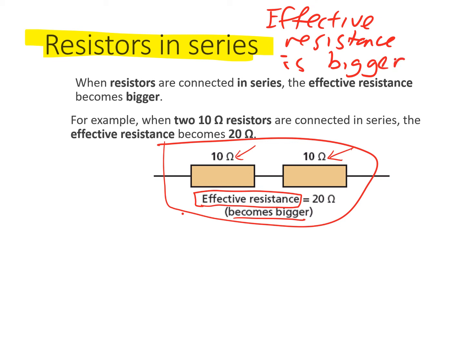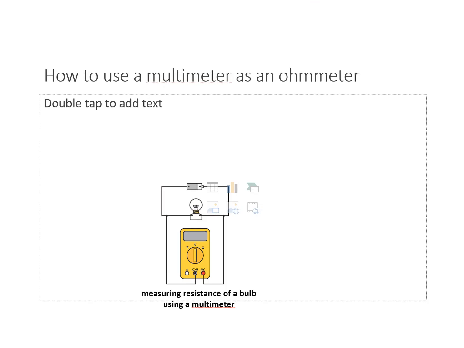Pardon me for my handwriting. Okay, so that's all you need to know for resistors. Oh yes, one more. How do you measure resistance? Well, you can use a multimeter, and that can allow you to find the resistance of the resistor.